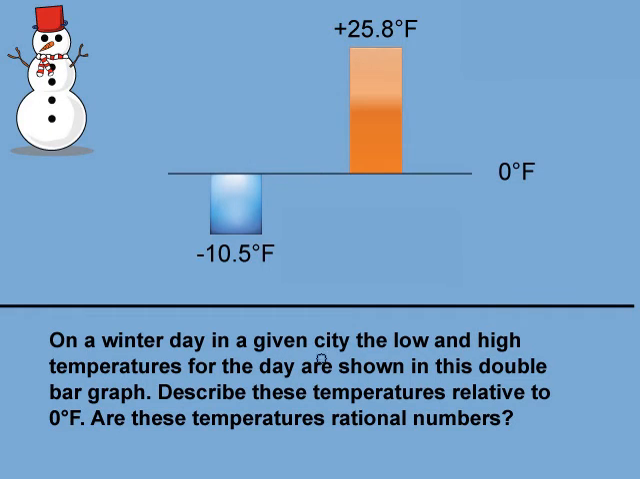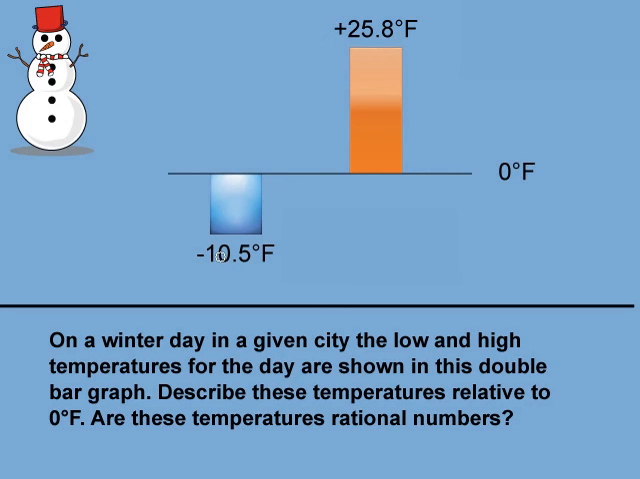Another way to express rational numbers are as decimals. The data shown in this graph shows values to the tens place. However, not all values written in decimal form are rational numbers. For example, pi is not a rational number. The horizontal line represents 0 degrees Fahrenheit. So this bar represents a temperature of 25.8 degrees above zero, and this temperature represents negative 10.5 degrees below zero.